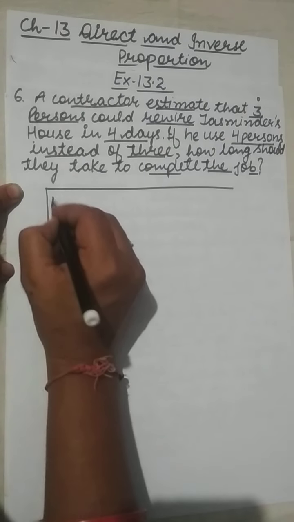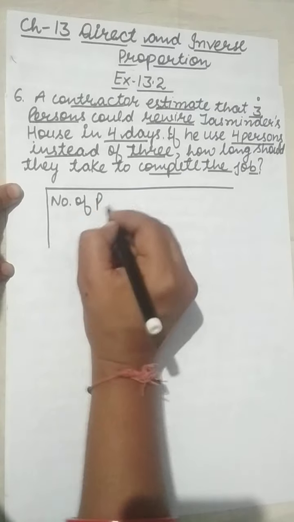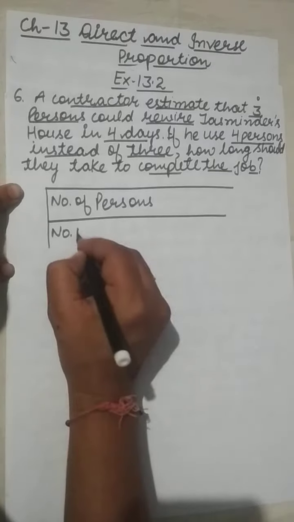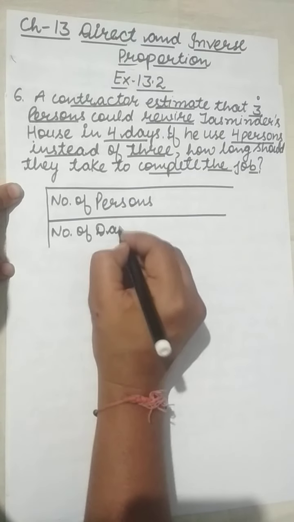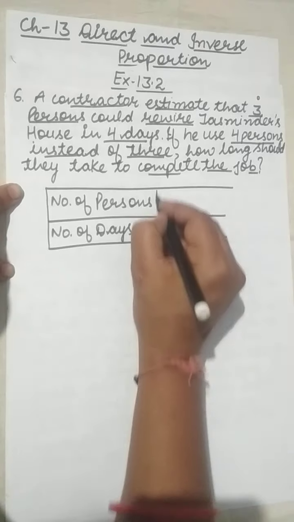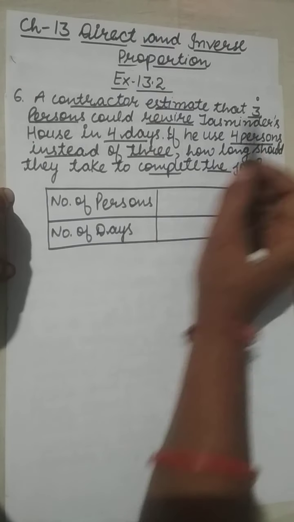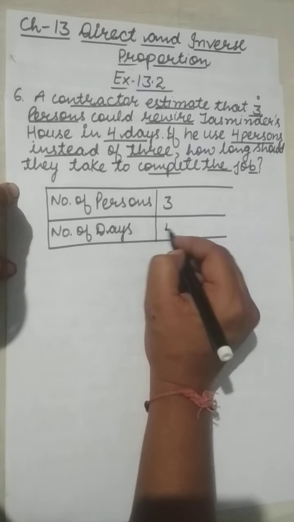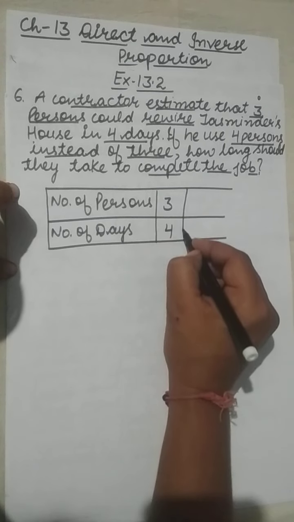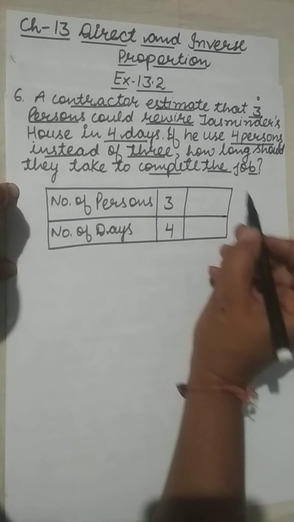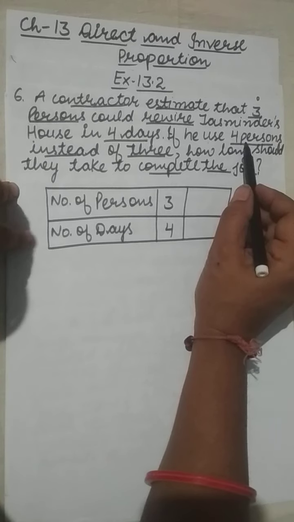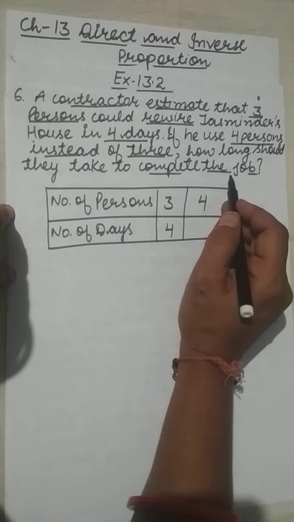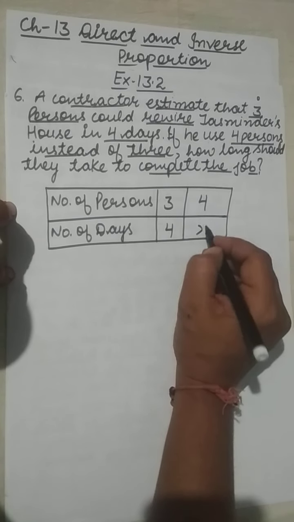So here I will write number of persons, and the second condition is number of days. If 3 persons are doing the job, they are taking 4 days. So I will write here 3 and they are taking 4 days. Now for the second condition, if he is using 4 persons, so the number of persons is 4 and we are to find out how many days they will take to complete the job. I will take it as x.